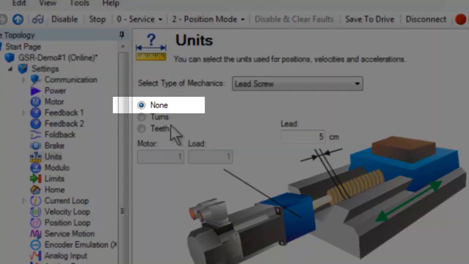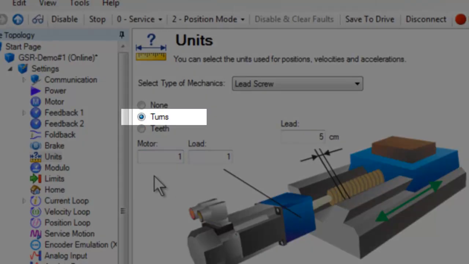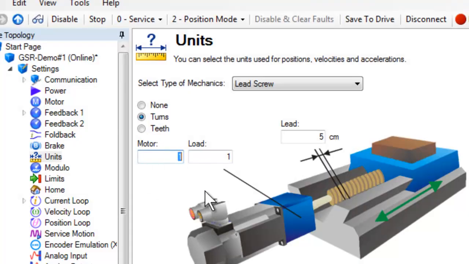Of course, if you have no gear ratio, this is set to none. If a gearbox or a gearhead is used, we can simply enter the number of turns the motor makes compared to the output shaft. For example, if the ratio is 5:1, we can simply enter motor 5, load 1. Or if we want to be a little more creative, motor 115, load 23, which is still 5:1.